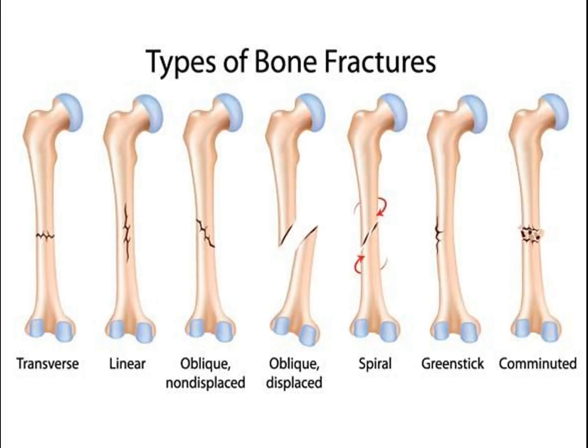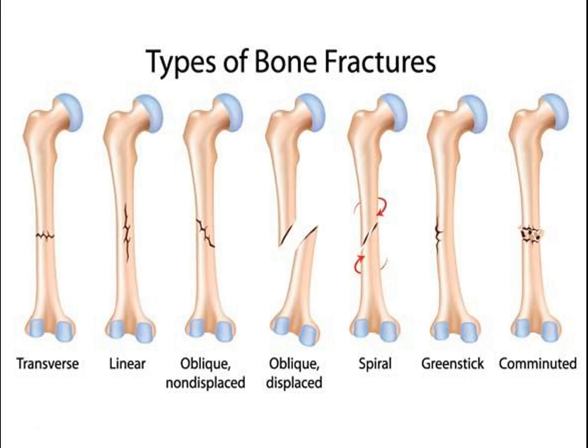The transverse is where the fracture goes right across the bone, as you can see. The linear is more of a vertical type of fracture. There are two different kinds of oblique fracture, the non-displaced and the displaced. The non-displaced has an angular appearance to it on the bone, but the bone is not separated. But with the displaced, as you can see, the bone is actually separated. This is where you may see your compound fractures, where the bone actually protrudes through the skin.